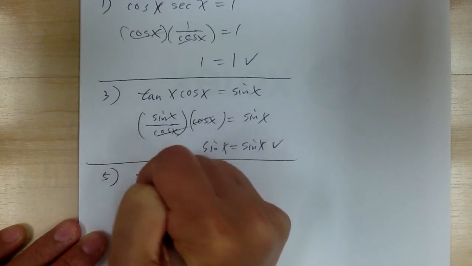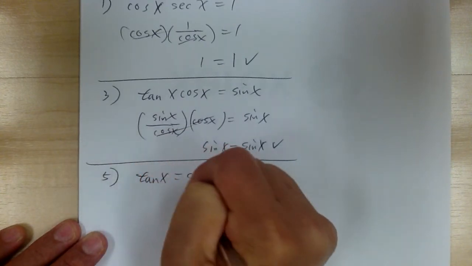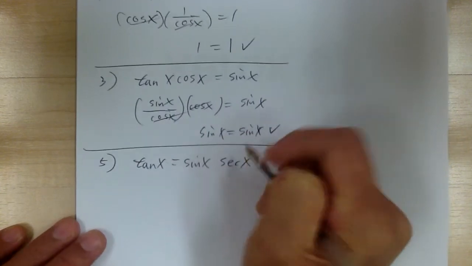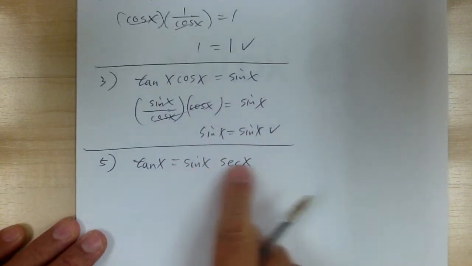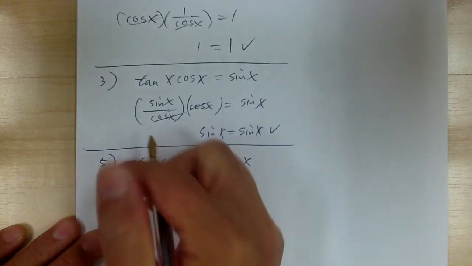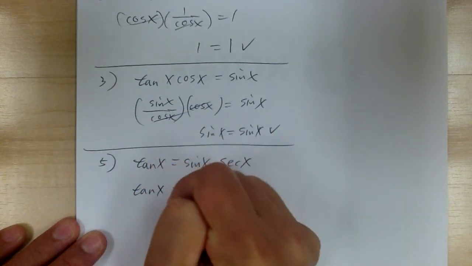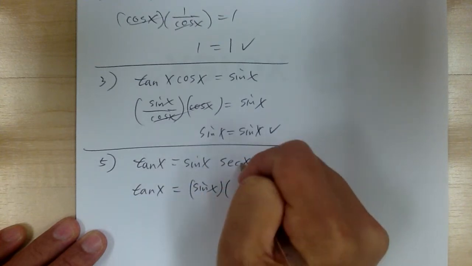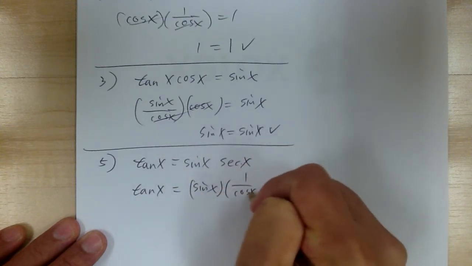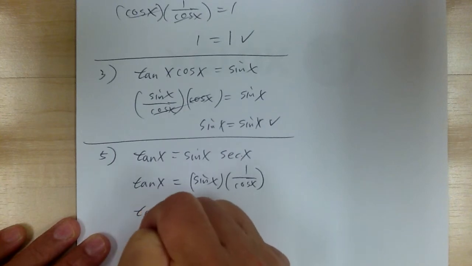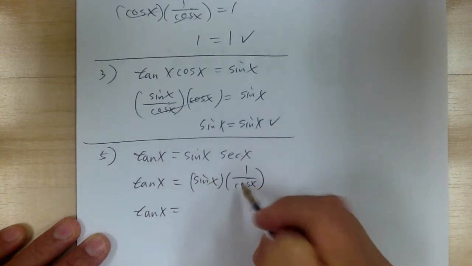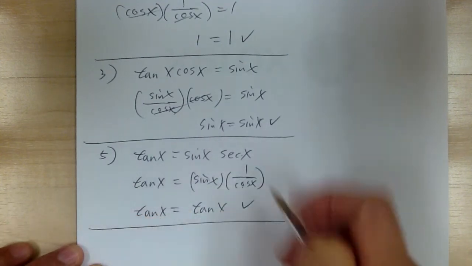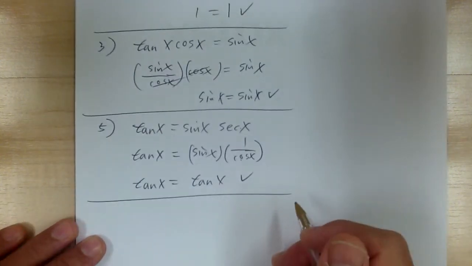And number 5, you have tangent x equal to sine x secant x. This side is more complicated because these are two things, right? So let's change the right side. You can change everything into sine and cosine. So secant is 1 over cosine. And now you have a sine over cosine. This will give you tangent. And so check. Again, all these are just a couple steps.